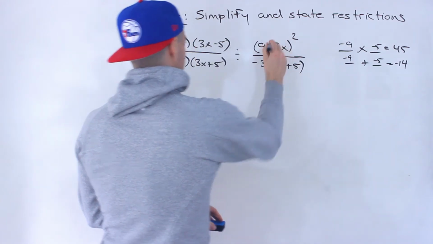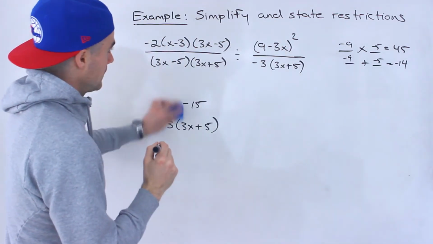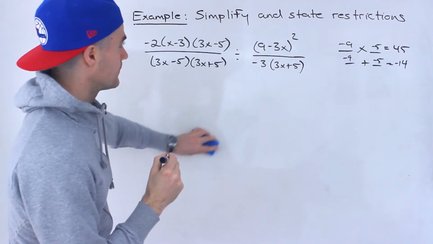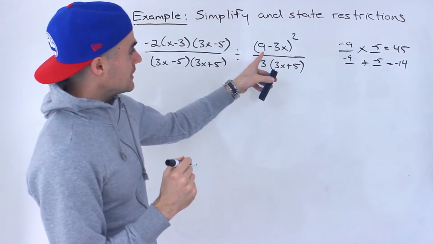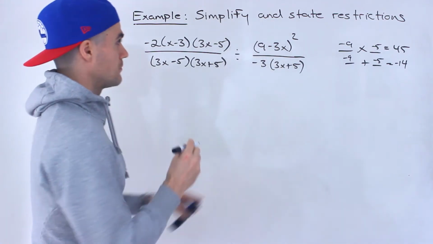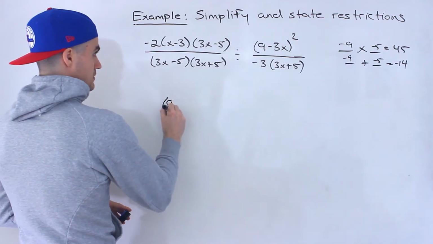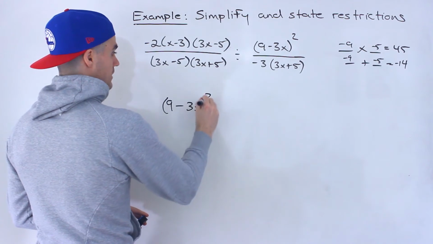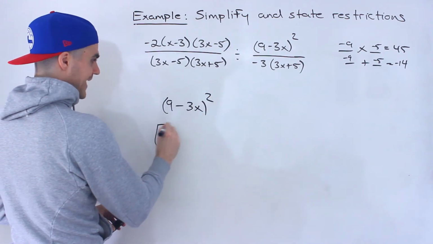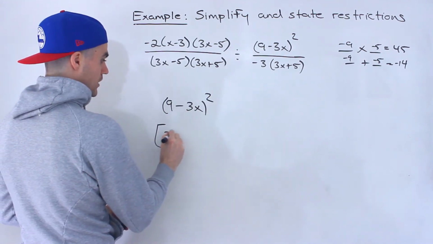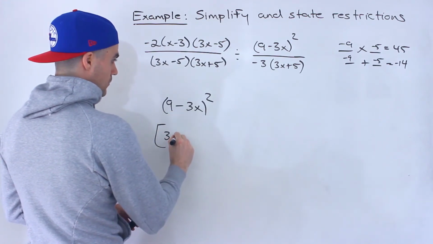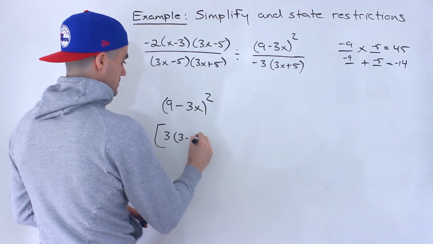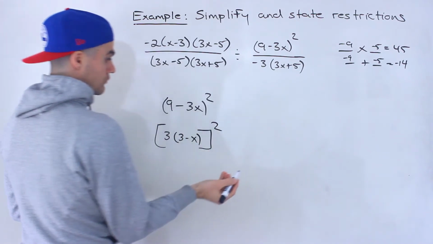Now, this one is a little bit weird. Notice we've got 9 minus 3x squared, which is factored, but not fully, because notice that we can actually take out a 3 from the bracket. So this one's a little bit of a unique case. Notice how inside this bracket I could take out a 3. And if I take out a 3 from these, this would end up being what? 3 minus x. And all of that would be squared.